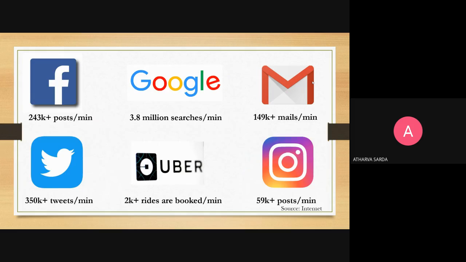This is the data these websites or social media sites create per minute, where Google leads in this list with 3.8 million searches per minute. And startups like Uber also get 2000 plus rides booked per minute. Isn't this a huge data?